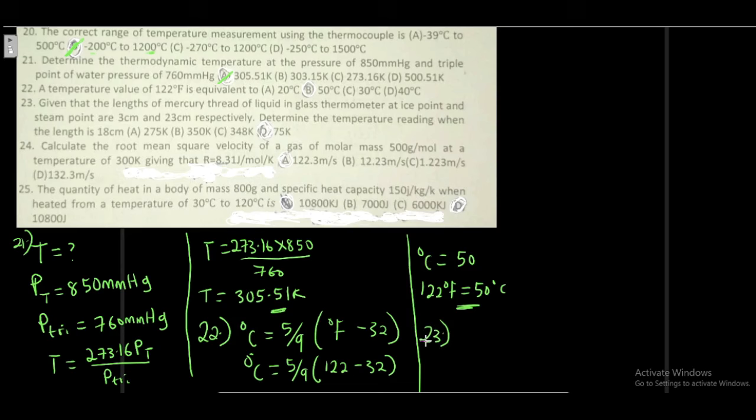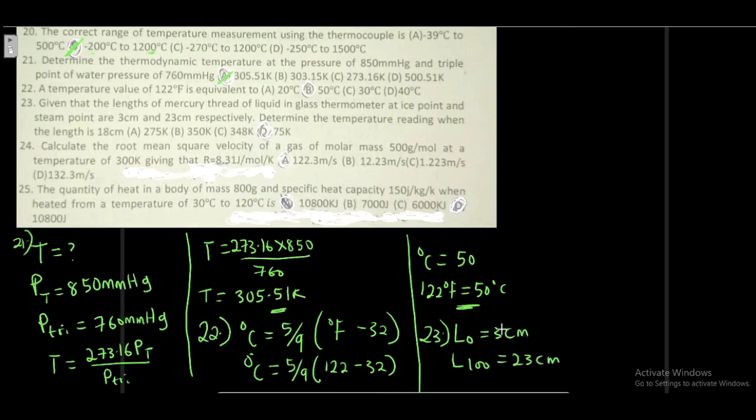For question 23, it says, given that the length of mercury thread of liquid in glass thermometer at ice point and steam point are 3 cm and 23 cm respectively. So length at ice point, we usually represent it with L0, and length at steam point with L100. So the length at ice point, they say, is 3 cm. Length at steam point is 23 cm respectively.